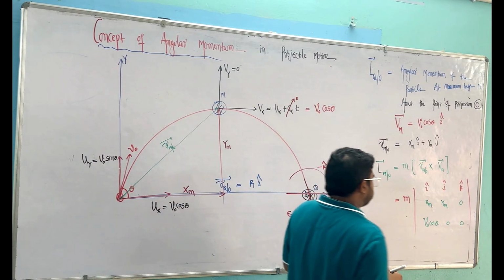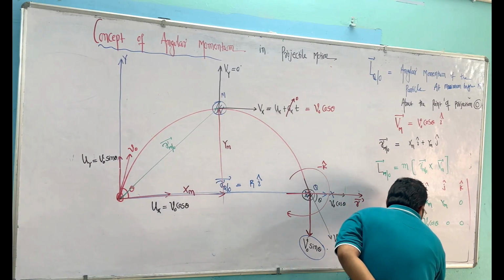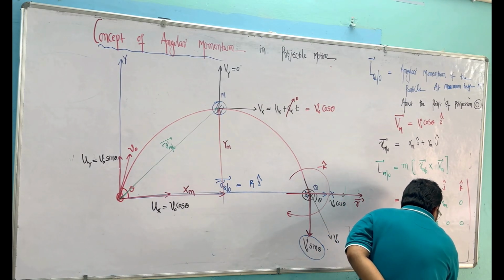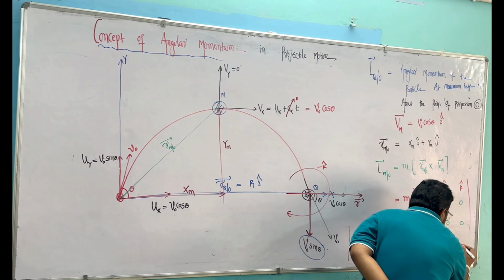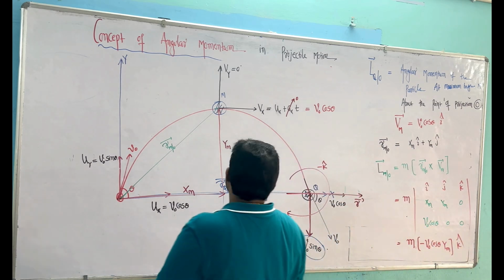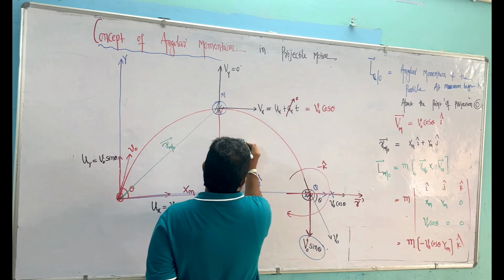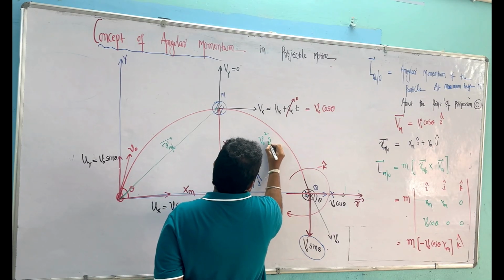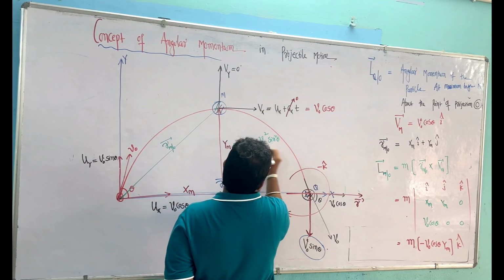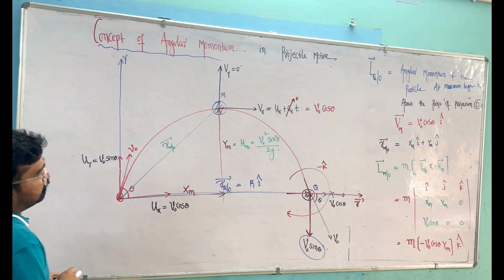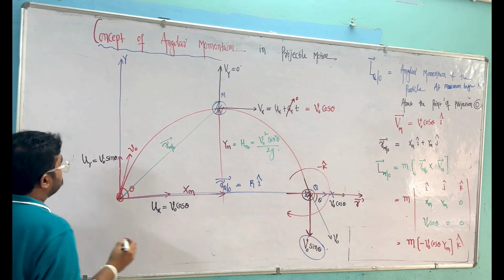Finally, how much is obtained? M into minus V naught cos theta Ym K cap. What is the Ym? H maximum, that is equal to V naught square sin square theta by 2g. If you substitute everything here, what will you get?